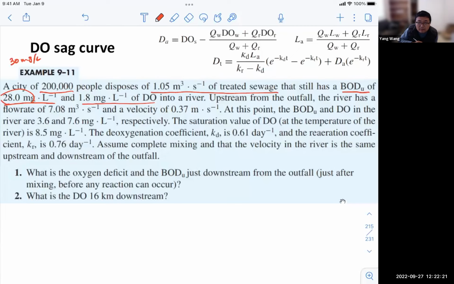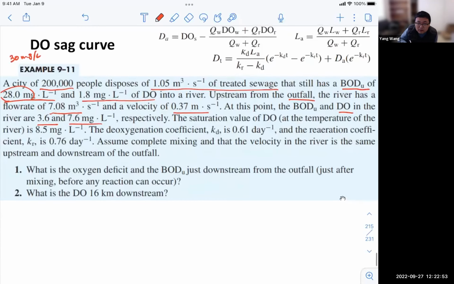And then it says that upstream of this outfall, basically this mixing point, the river has a flow rate of 7.08 meter cubed per second. This is clean water and has a velocity of 0.37 meter per second. And also at this point, in the clean water, it has a BOD of 3.6 and a dissolved oxygen of 7.6. So there are quite many numbers here.